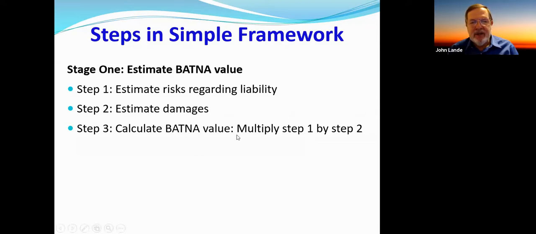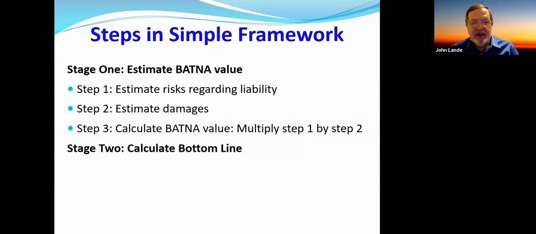So let's just say you figure that the probability of winning is 60% and the damages would likely be $100,000. So you calculate the BATNA value, the expected outcome: 60% times $100,000 would be an estimate of $60,000. So that would be your basic estimate about what would be the likely outcome if you went to court.